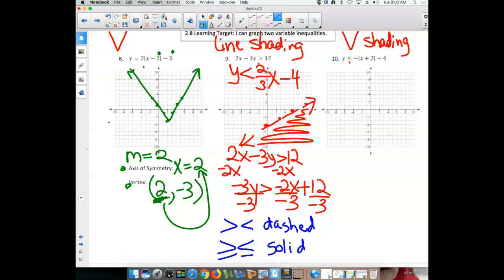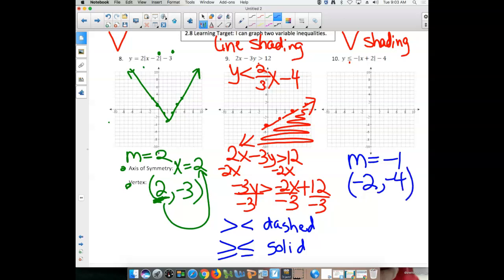All right, this one we said it's a V, and we're going to have shading. I'm going to write this down here. So in front there I have a negative, so that means my slope is really -1. And my vertex, that 2 and that -4 is going to form it. Remember the 2, I have to flip it, so it's going to be -2 and then -4.